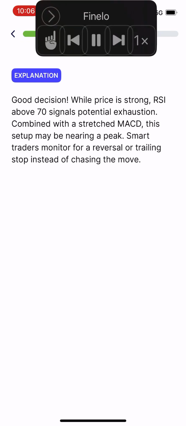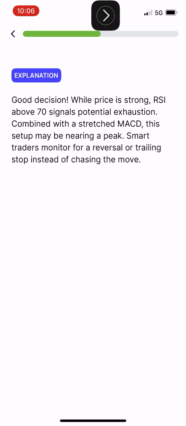Explanation: good decision. While price is strong, RSI above 70 signals potential exhaustion. Combined with a stretched MACD, this setup may be nearing a peak. Smart traders monitor for a reversal or trailing stop instead of chasing the move.